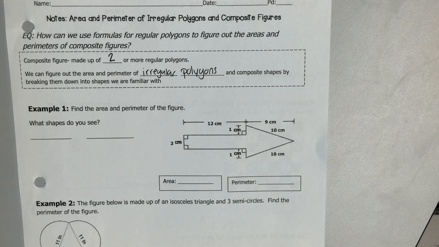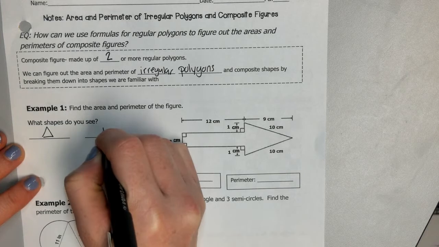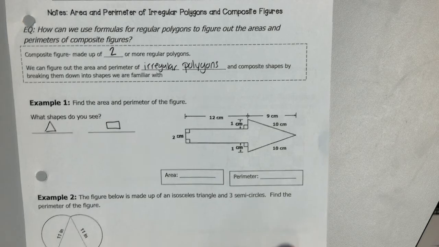So this first example looks like an arrow. What 2 shapes do you see? Good. So if you know how to find the area of a triangle and you know how to find the area of a rectangle, you can find the area of that whole shape. And perimeter is just adding everything up.